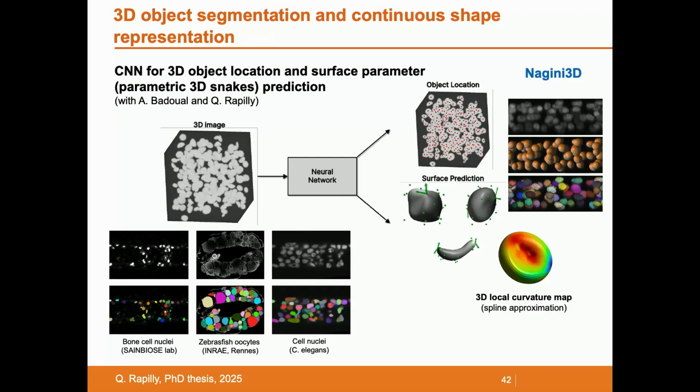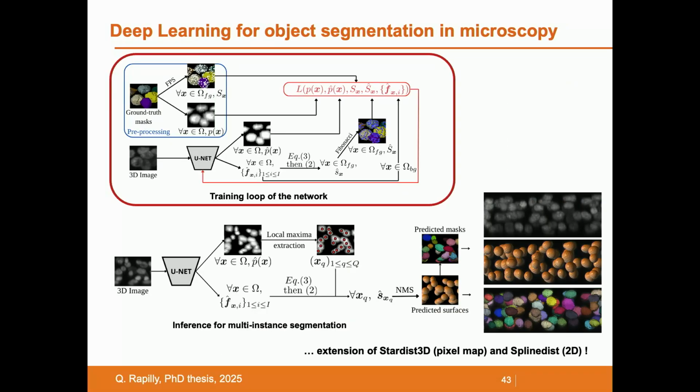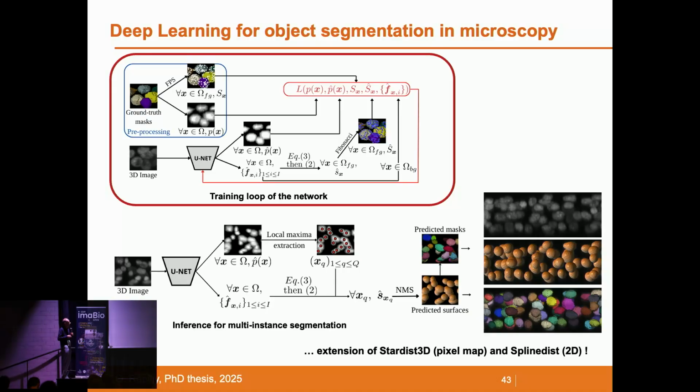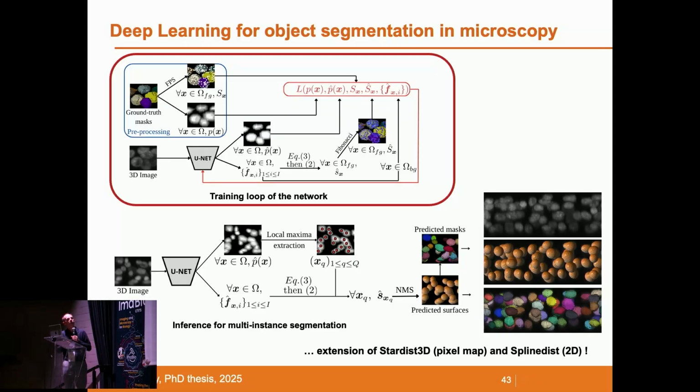I don't have time to explain the details, but this method can be understood as an extension of StarDist 3D and SplineDist 2D. It is the best of these two worlds, producing 3D segmentation objects that are very helpful for tracking, for instance, in the future. Because today, if you have binary maps, it's not easy to track objects from CNN outputs.